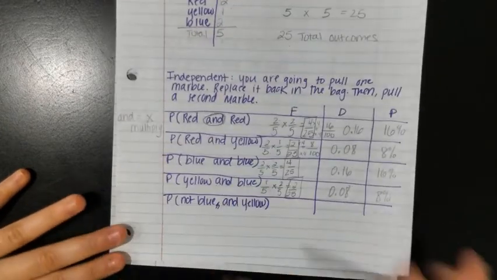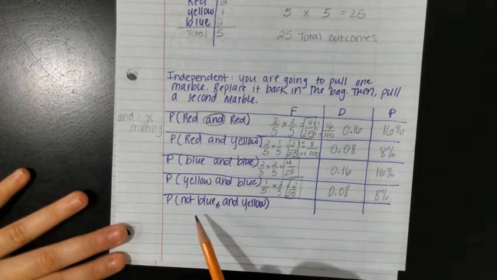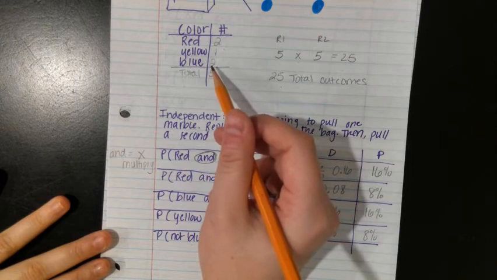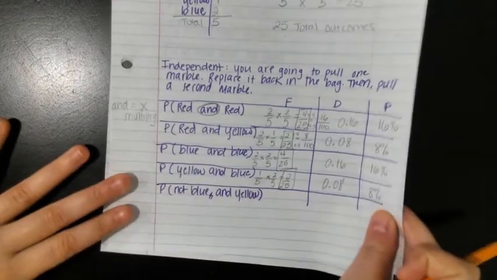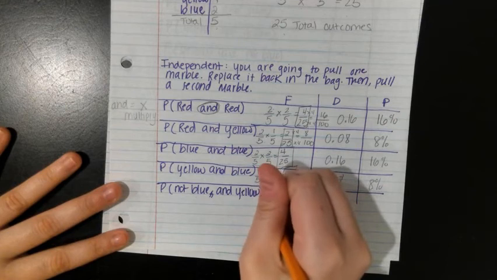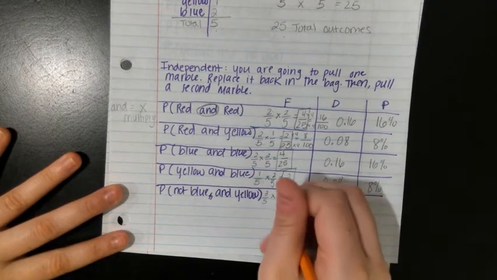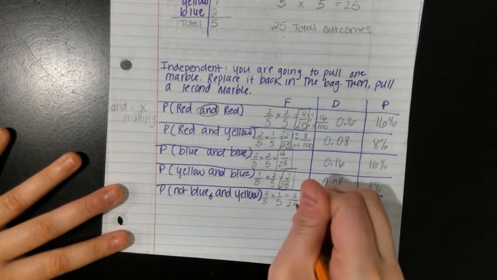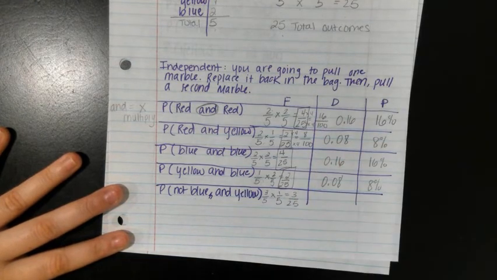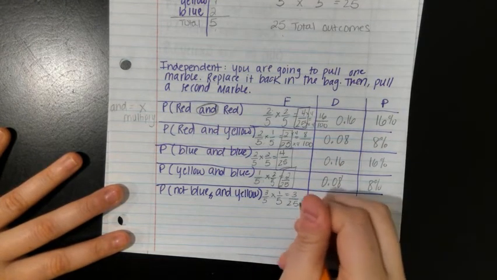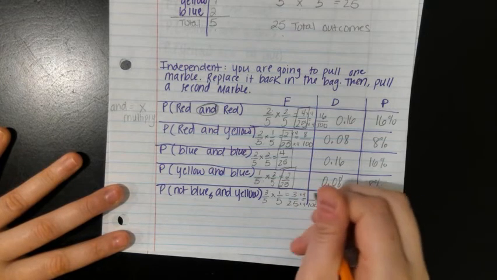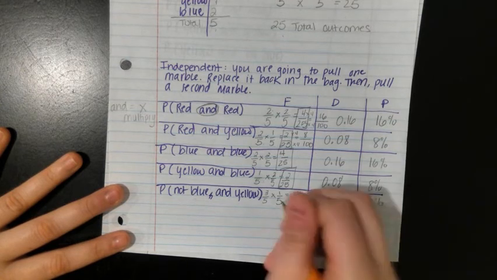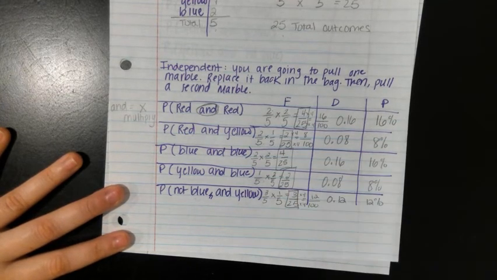This one's tricky: not blue and then get a yellow. Remember, for not blue, we have to do that subtraction. So how many are not blue? Well, 2 are blue out of 5, so how many are not blue? 3. So 3 out of 5. And then yellow is 1 out of 5. We just multiply. 3 times 1 is 3. 5 times 5 is 25. Did we have that one? No, we did not. Okay, so 25, we're going to multiply by 4. 3 times 4 is 12. So the decimal would be 0.12, and the percent would be 12%. And 3 out of 25 was the simplified fraction.